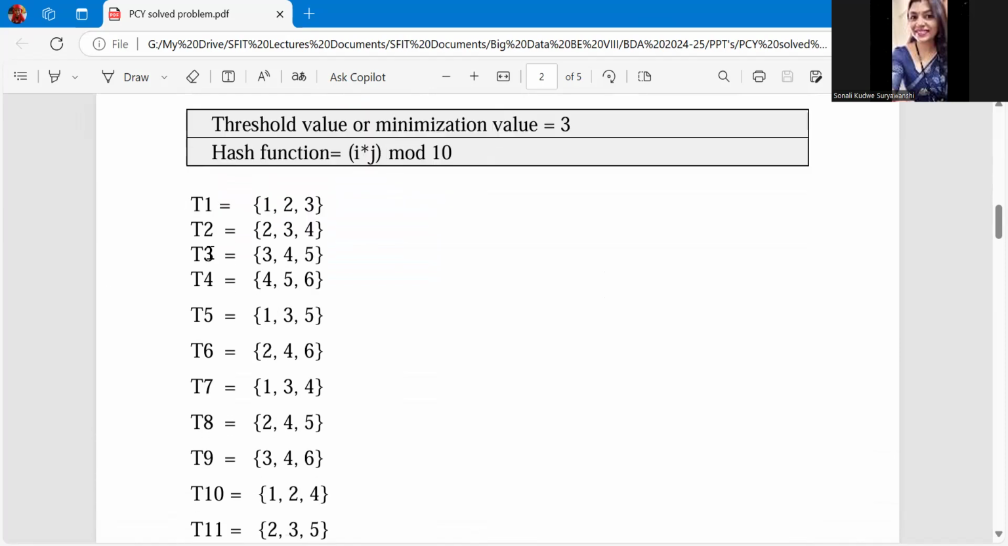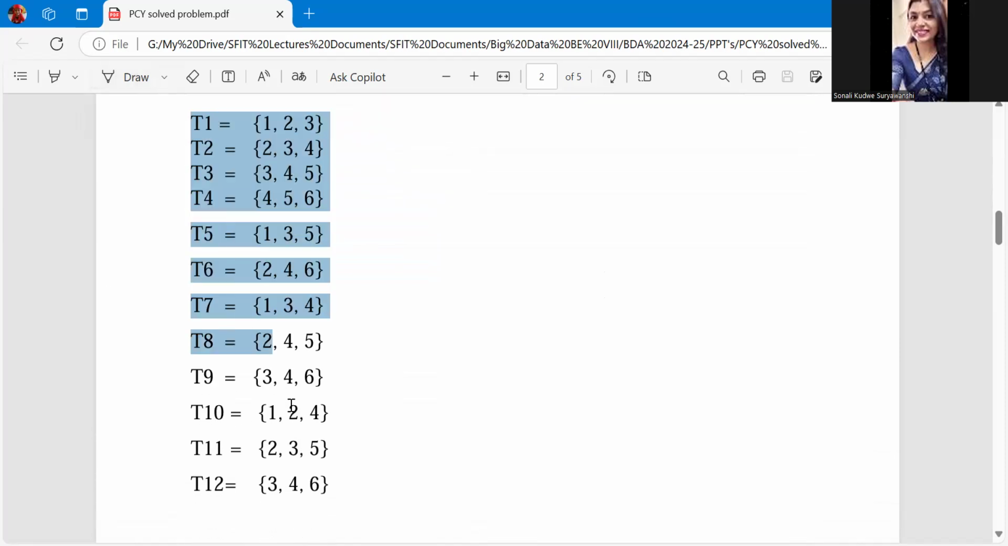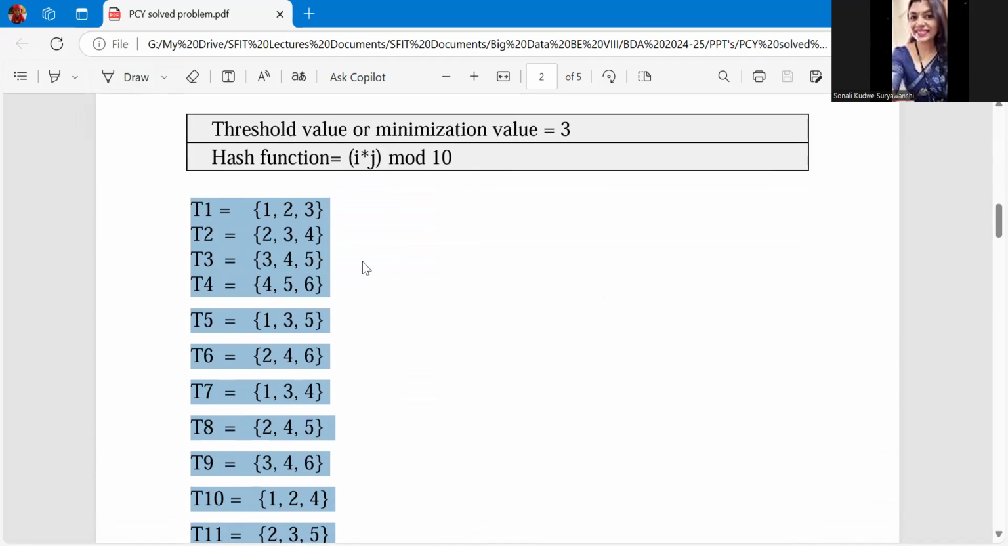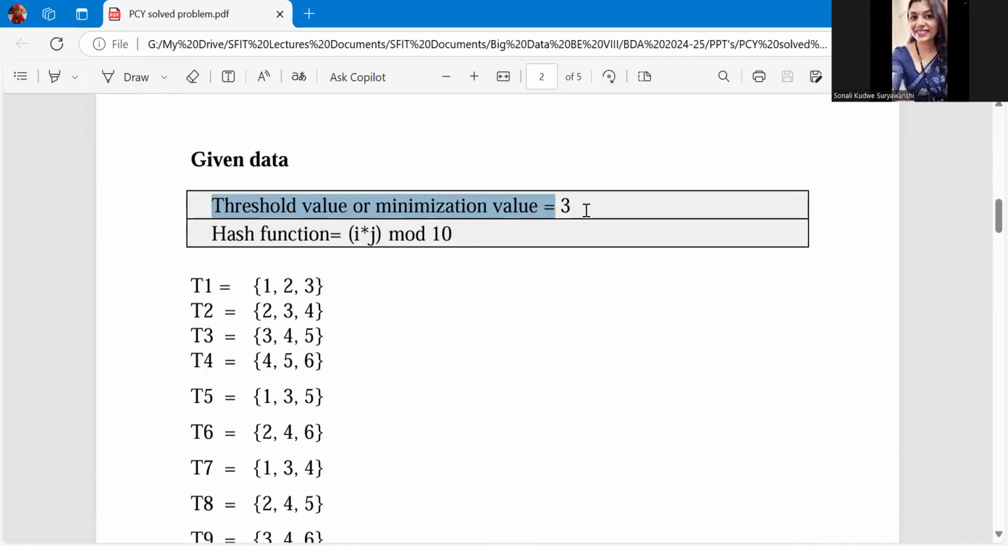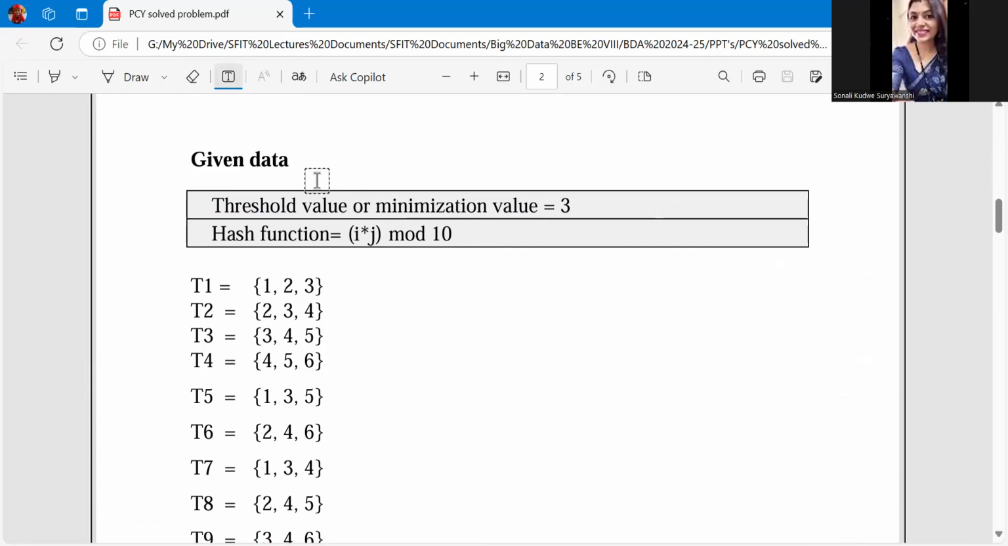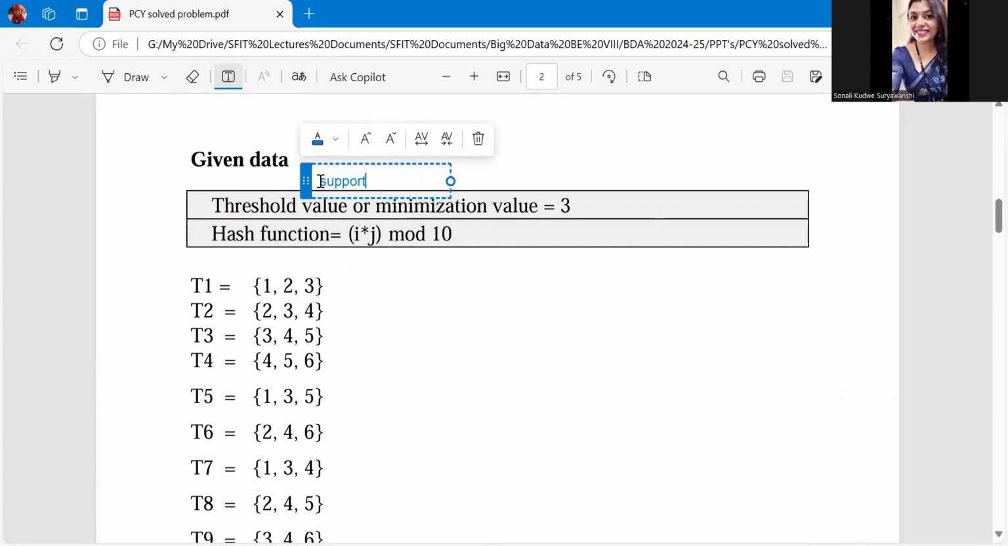Given a question where there are a total of 12 transactions, in each transaction you can clearly see that some items have been bought by the customer. There is a threshold value given. This threshold value, you can also call the support count. Here the minimum support count given is 3. That means any item which is found at least 3 times can be considered a frequent item set. So anything from 3 onwards can be considered a frequent item set.